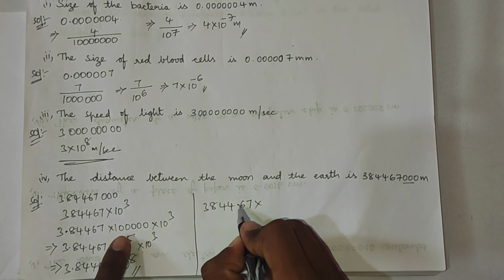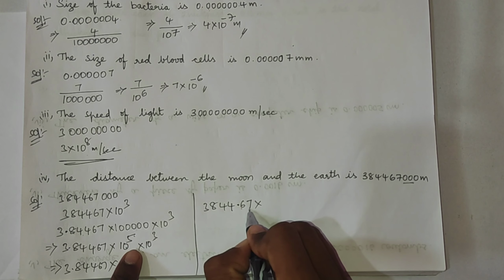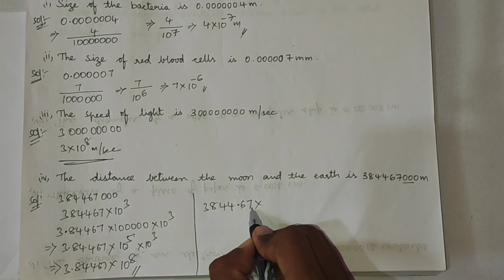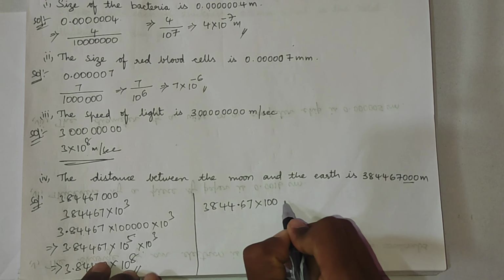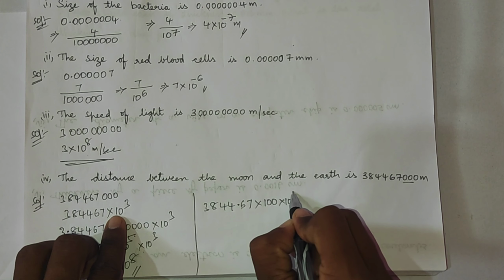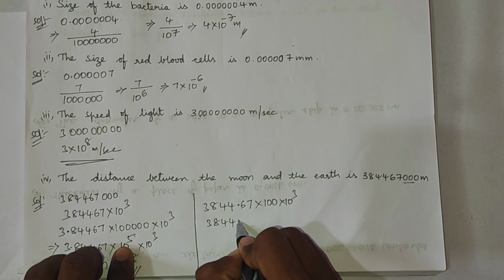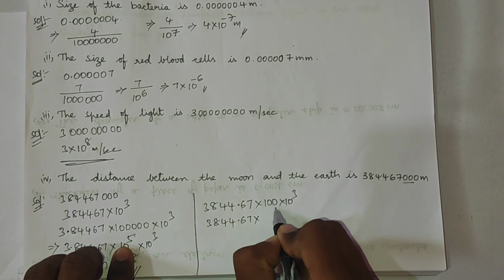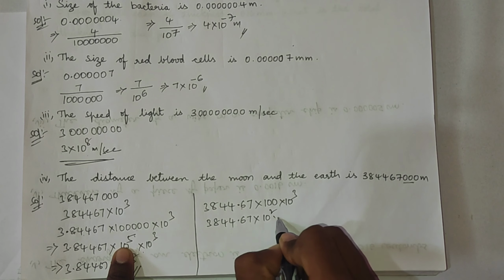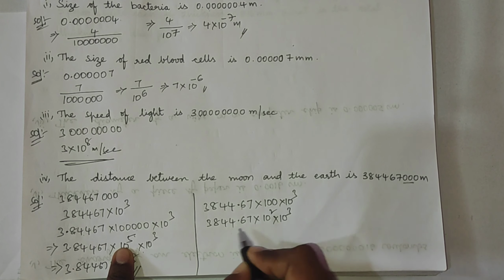3844.67, right? After the decimal there are only two digits, nothing but tenths and hundredths. So just multiply by 100 and write 10 to the power of 3 as it is. Then 3844.67 into 100, I am writing as 10 to the power of 2, nothing but 10 squared into 10 cubed.